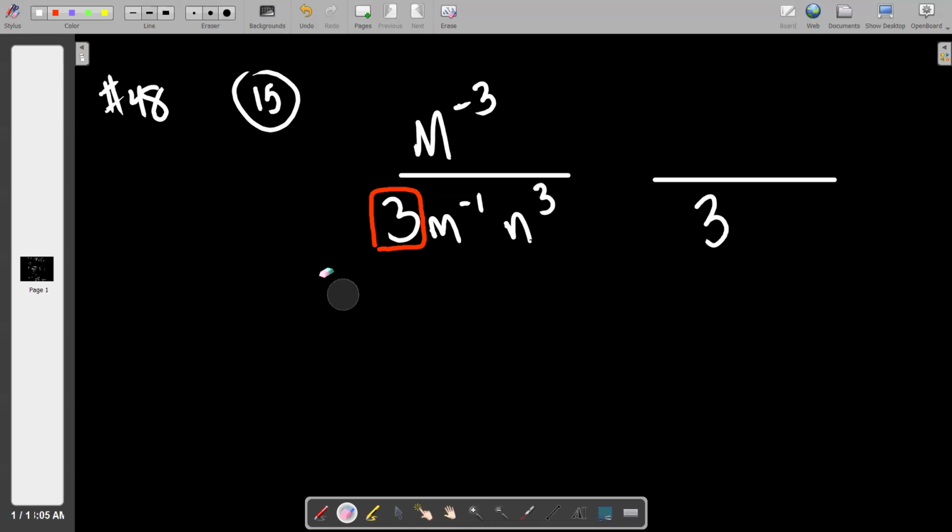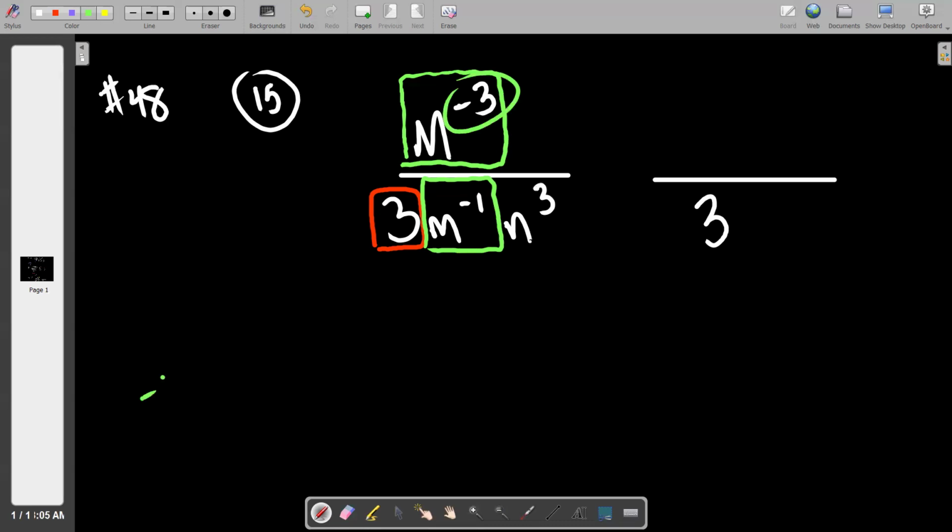So the only thing that I can do is recognize that there's some of those on top and some of those on bottom. And that means we have to subtract the exponents, right? So what is -3 minus, it's always minus if we're going down, -1. It's not. It's -3 plus 1.